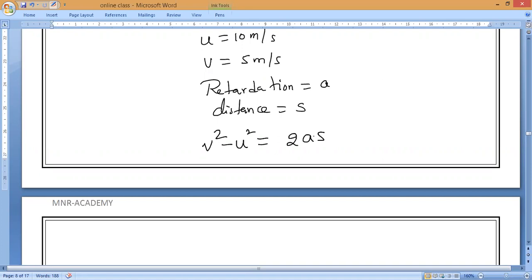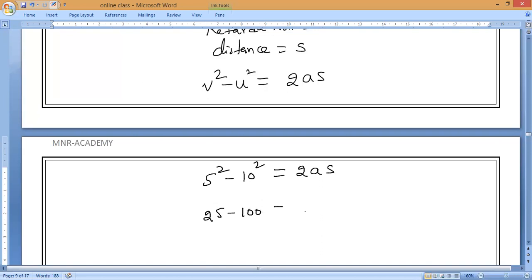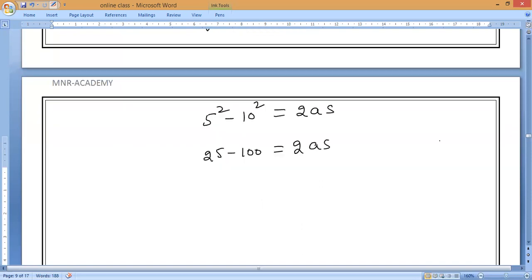Now, velocity V square, how much? V is the final velocity, 5 meter per second, so 5 square. Initial velocity is 10, so 10 square, which is equal to 2AS. So 25 minus 100 is equal to 2AS. Now you can see 25 minus 100, how much? Minus 75. Minus 75 is equal to 2AS.